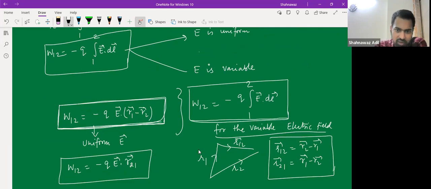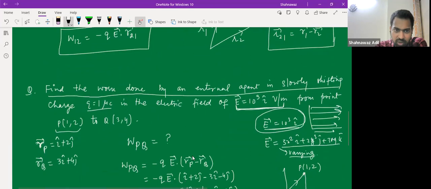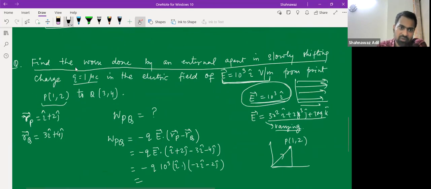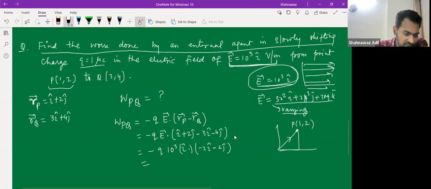Okay, so this was the idea, and then we did this problem. We have to find the external work done in moving the charge Q equals 1 microcoulomb in the electric field of 10 cubed i from point P to Q. This we were calculating. Yeah, so come 15 minutes early in the next class, and then I will revise this for you. Okay, Tariq?